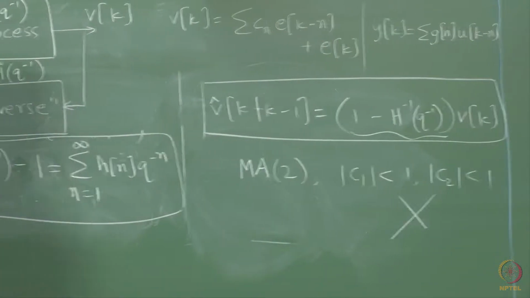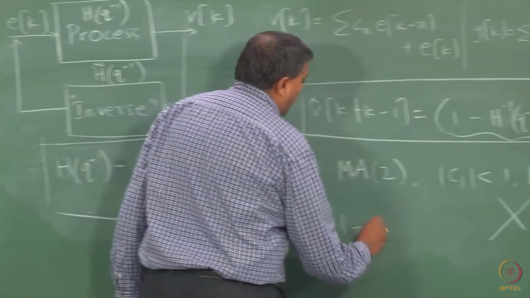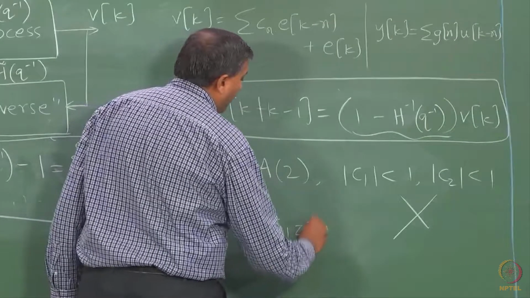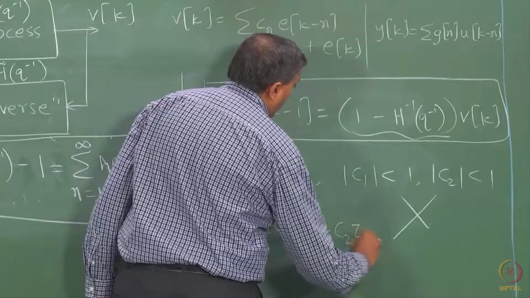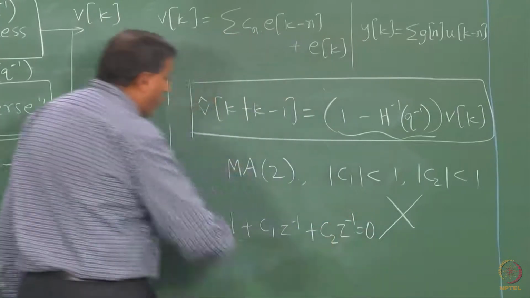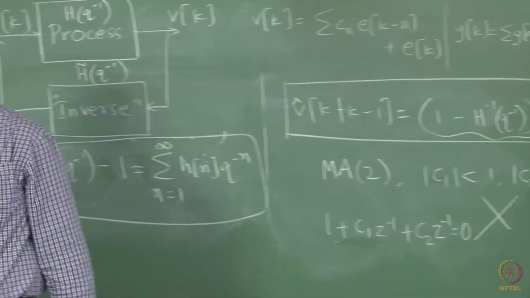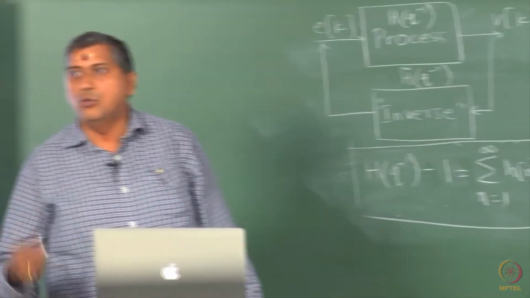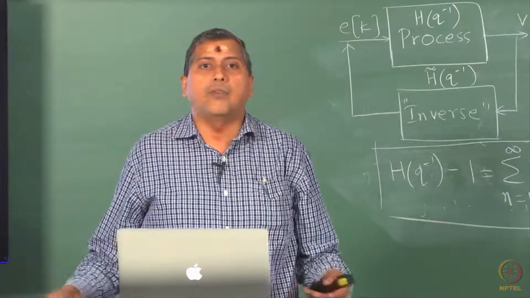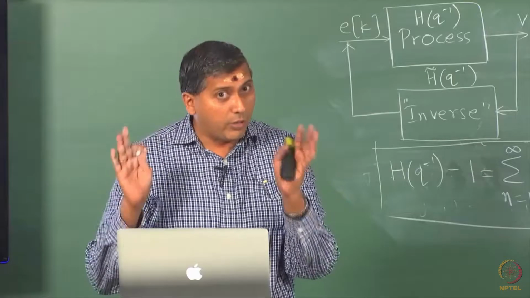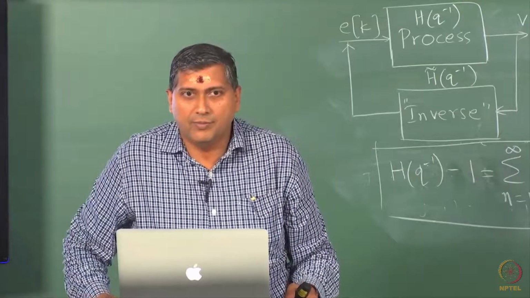You have to set up the equation for calculating the zeros and then look at the roots, and if you calculate the roots in terms of Z inverse, those roots should be greater than 1 in magnitude.